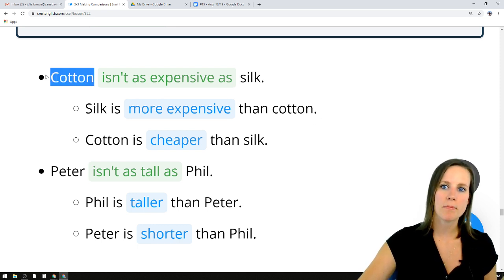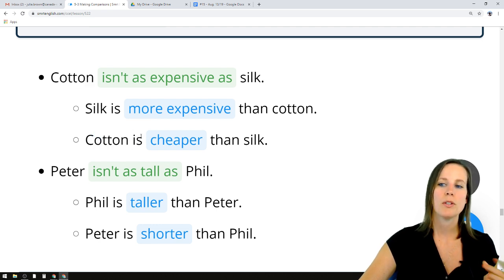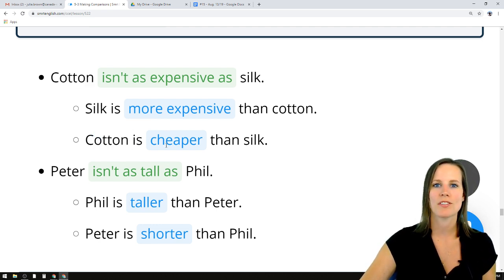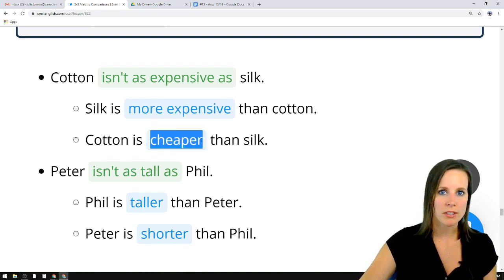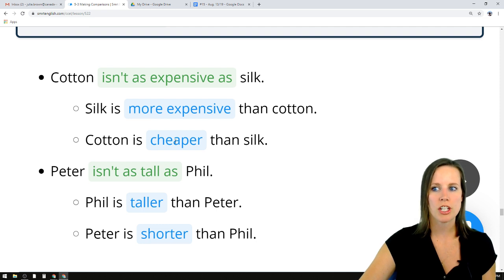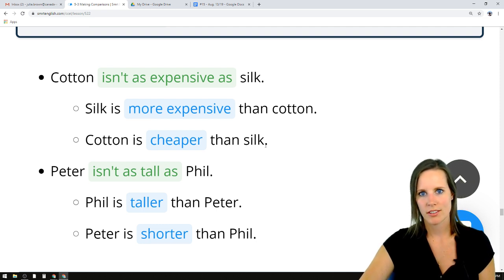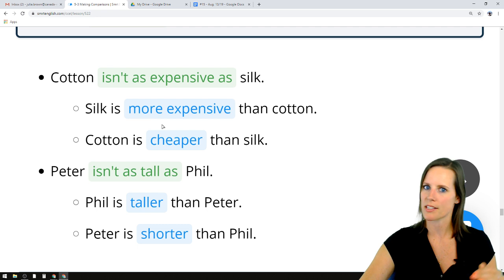If you want to keep the same order and start with cotton, you have to change the adjective to the opposite. Okay, so expensive, cheaper. Cotton is cheaper than silk. Okay, that's the opposite of more expensive.